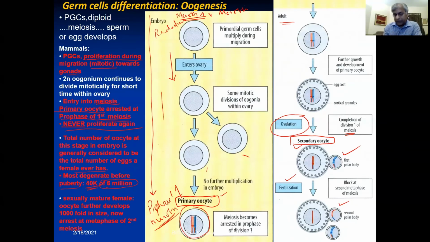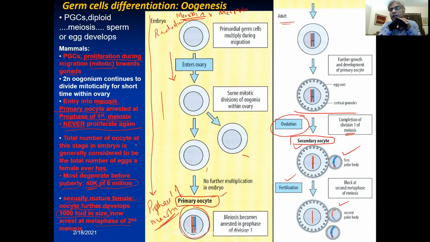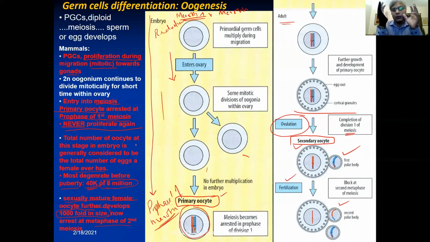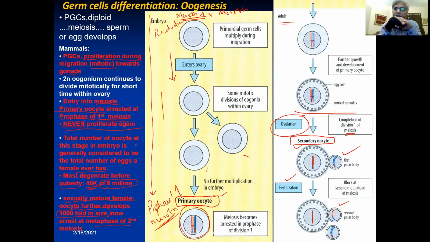There's another point: once females mature sexually, the oocyte further develops in size. There's a 1,000-fold increase in the size of the oocyte, but then it gets arrested at the secondary oocyte stage, or metaphase of second meiosis. So it arrests after completion of first meiosis. After ovulation, before fertilization, it is actually arrested at the second metaphase stage.